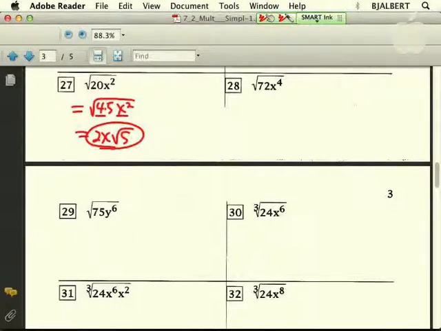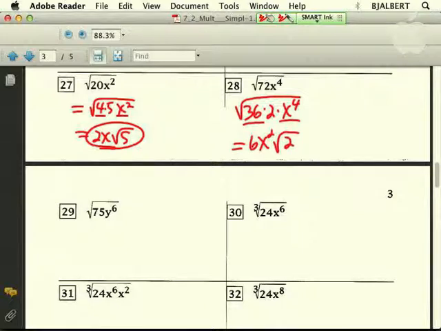For number 28, the biggest square that goes into 72 is, whoops, that's not 9. Let's try again. It's 36 times 2. Square root of 36 is 6. Square root of x to the fourth is x squared. And there you're left with the square root of 2.